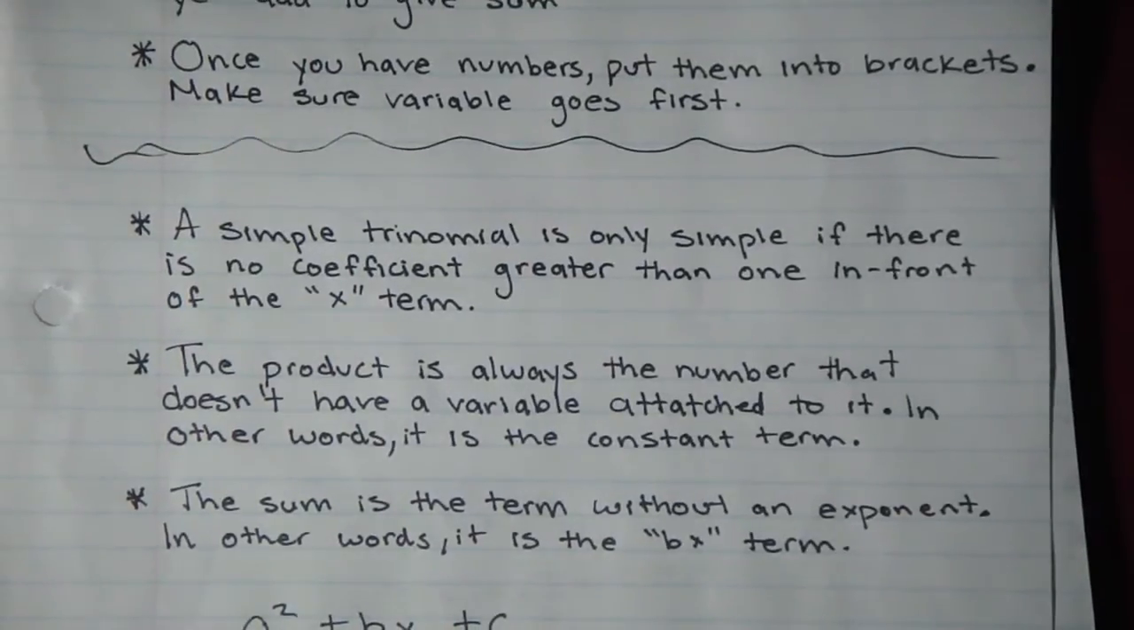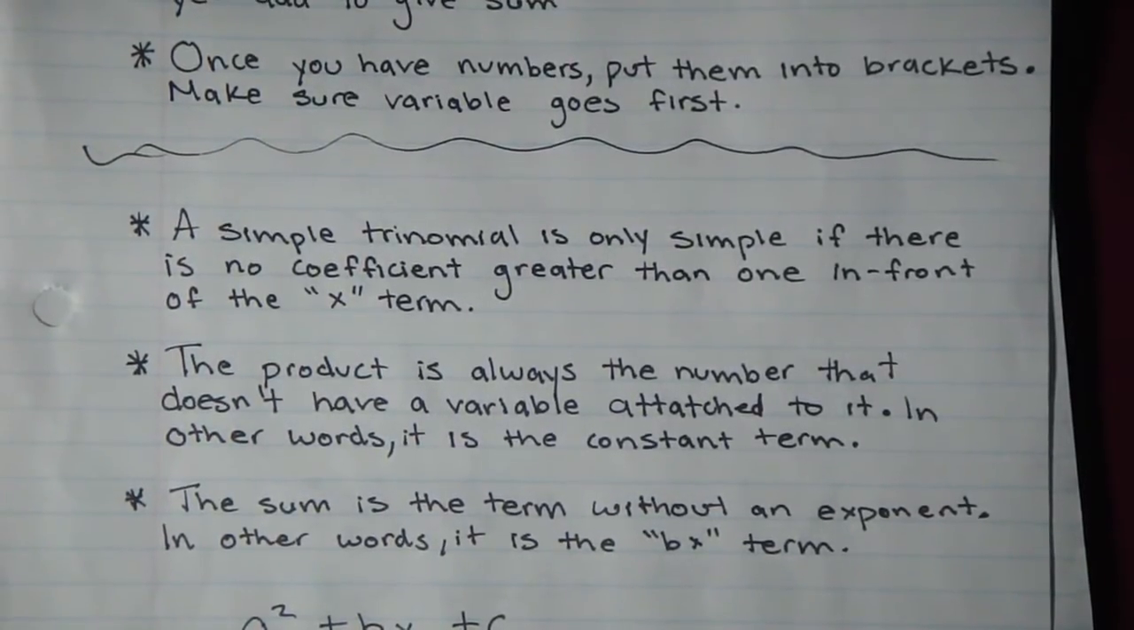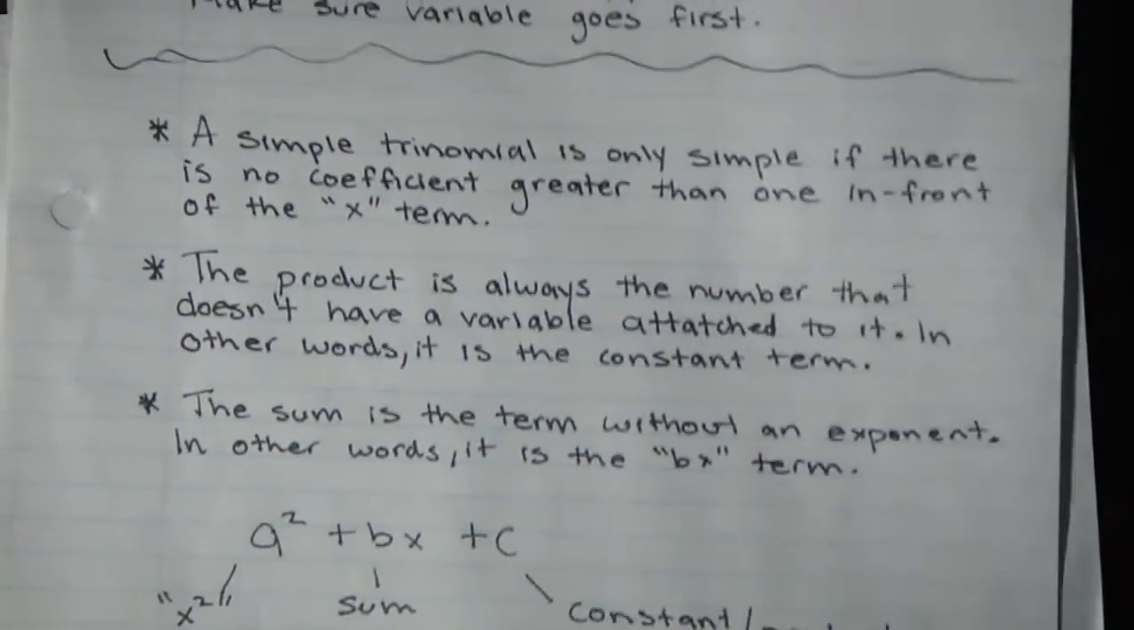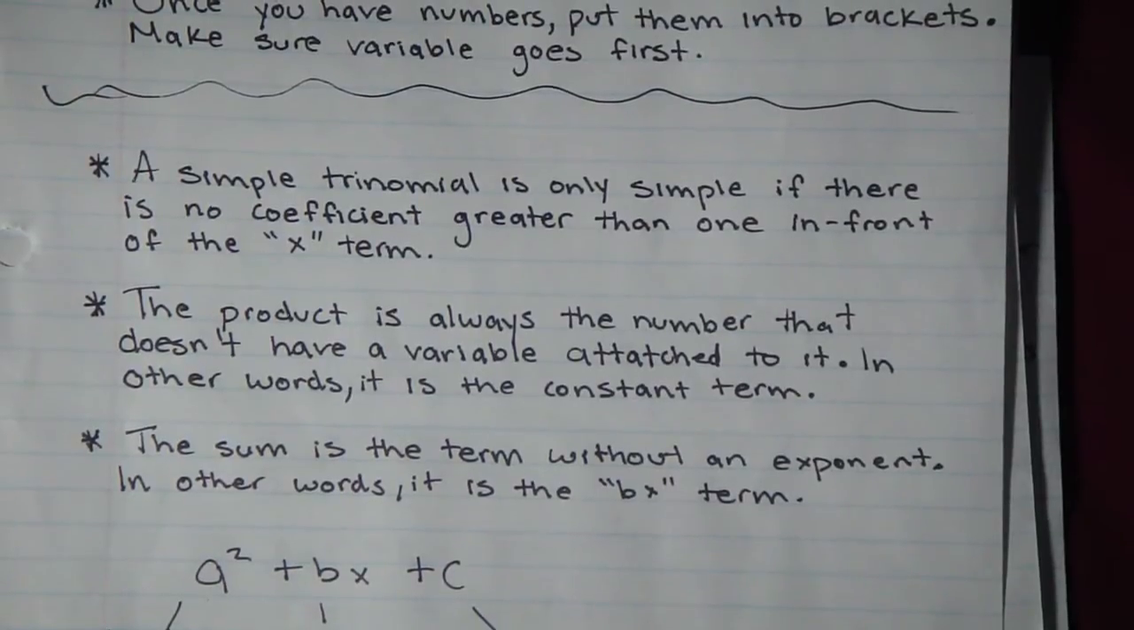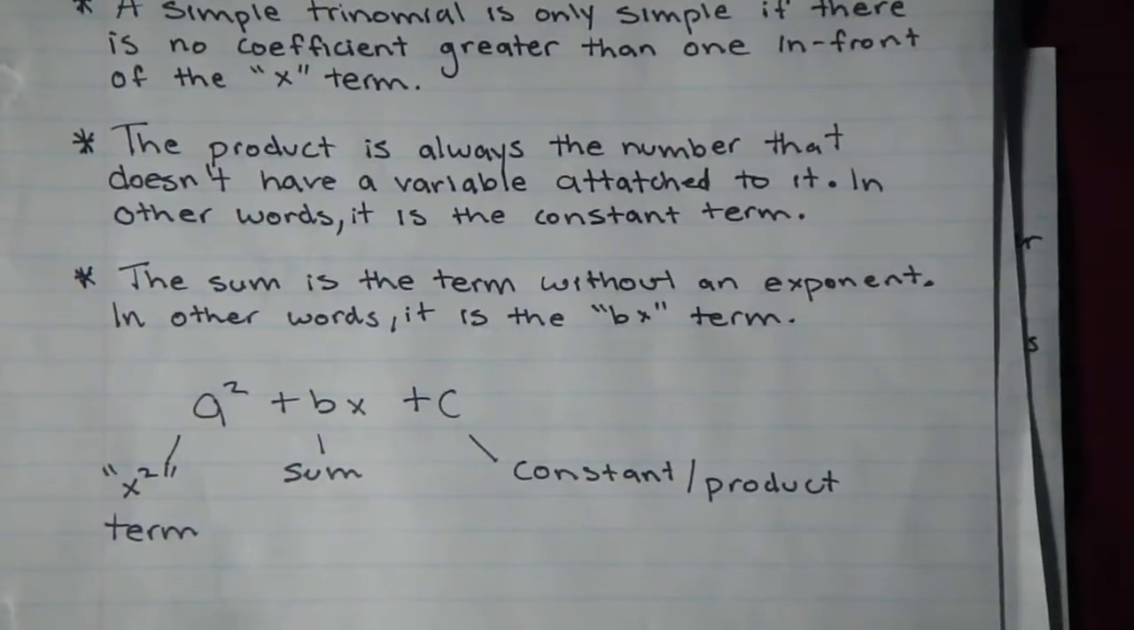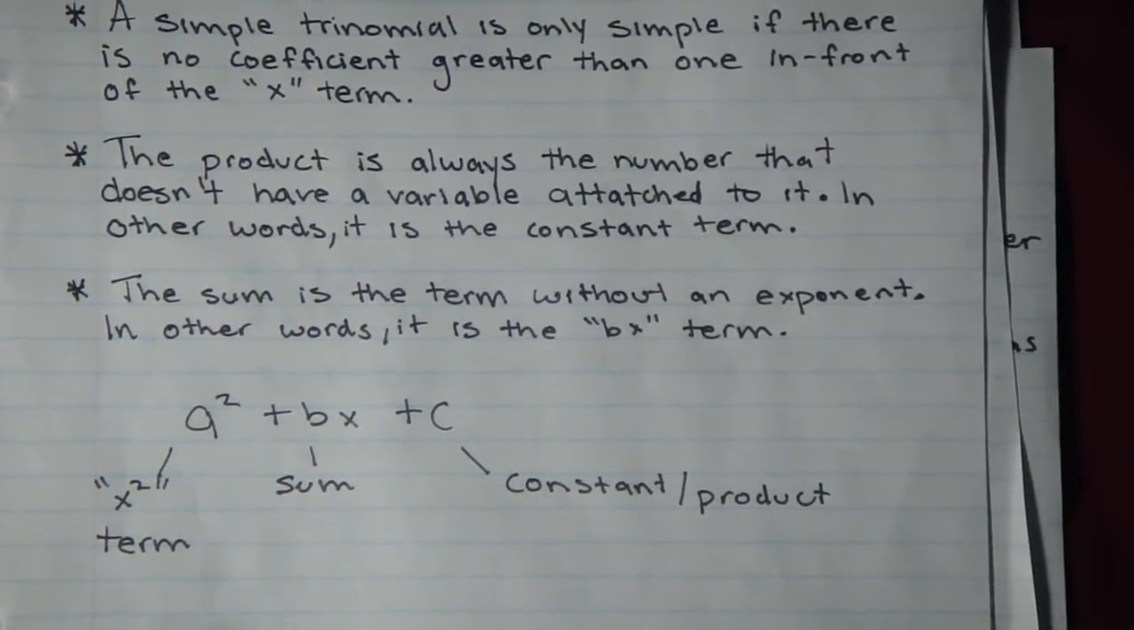Also, as I said before, a simple trinomial is only simple if there is no coefficient greater than 1 in front of the x squared term. The product is always a number that doesn't have a variable attached to it. In other words, it is a constant term. And the sum of the trinomial is a term without an exponent. In other words, it is the bx term.